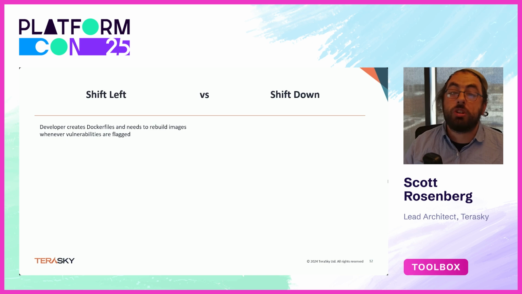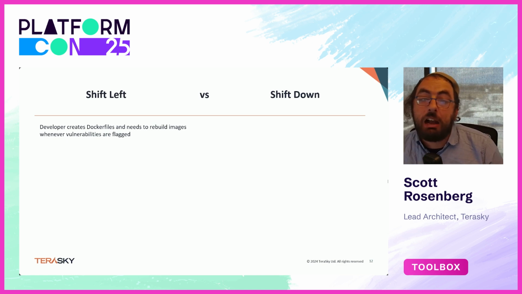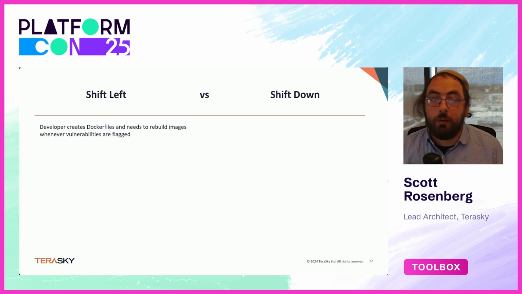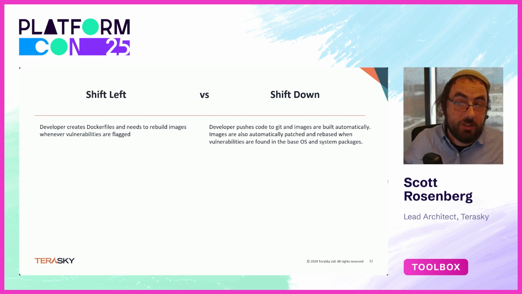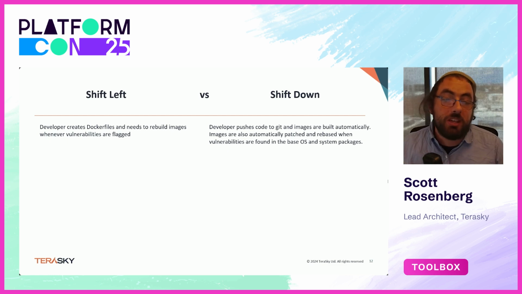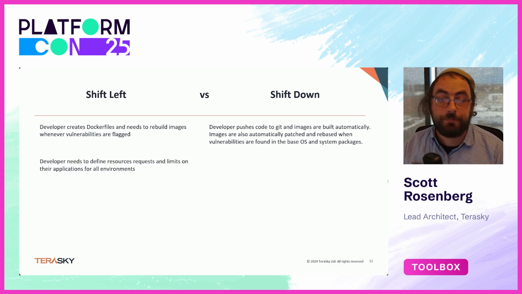Few more examples. In a shift left approach, a developer creates Dockerfiles and needs to rebuild images whenever vulnerabilities are flagged. In a shift down approach, the developer pushes code to Git and images are built automatically. Images are also automatically patched and rebased when vulnerabilities are found in the base OS and system packages.